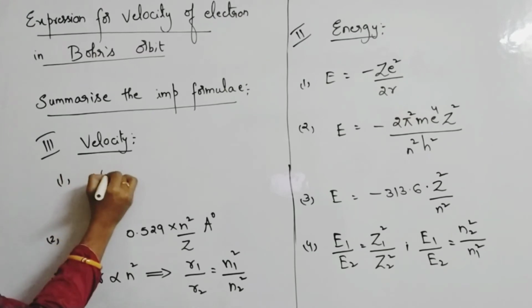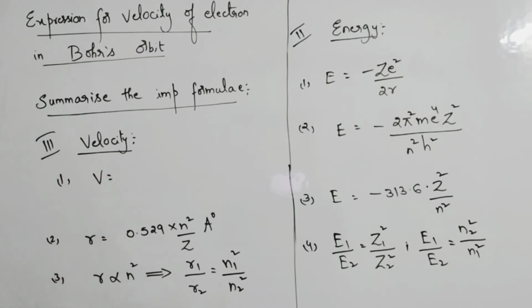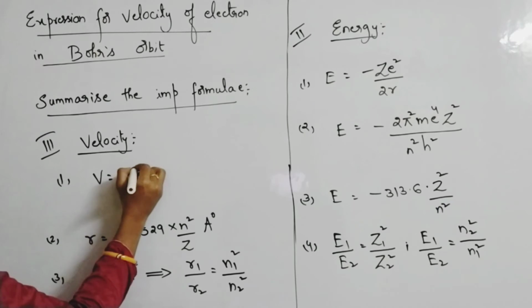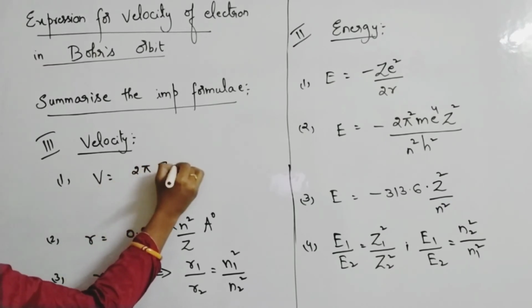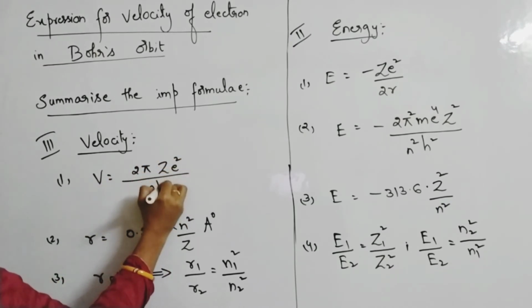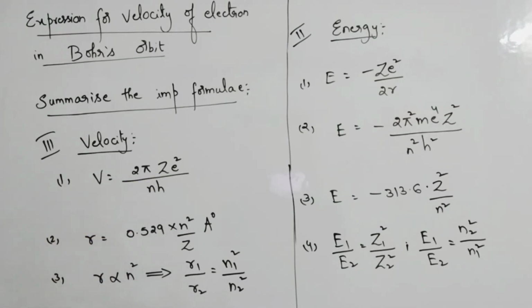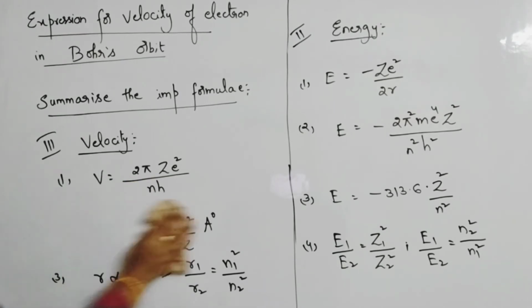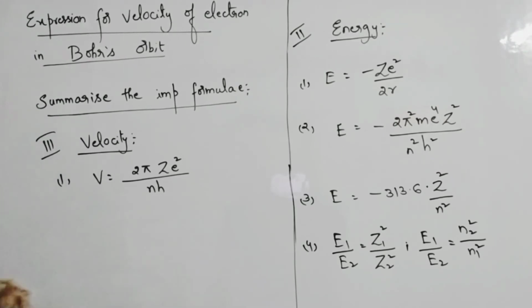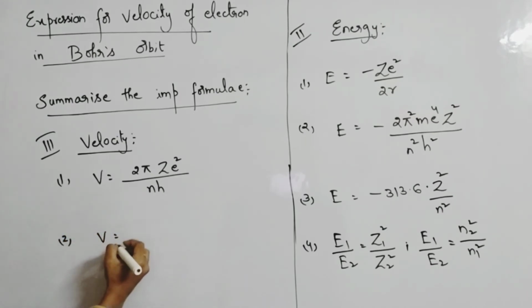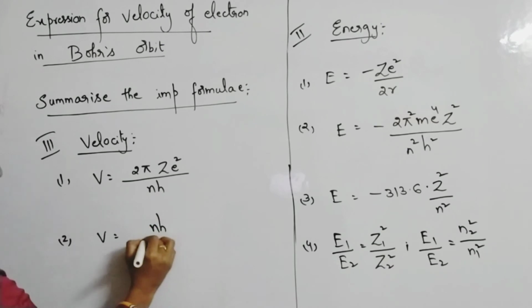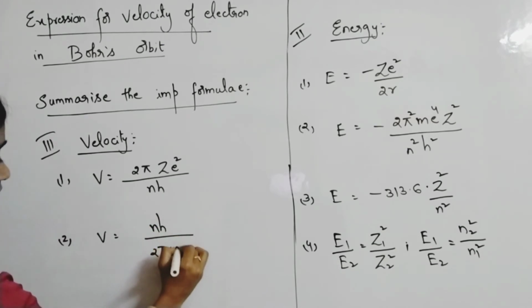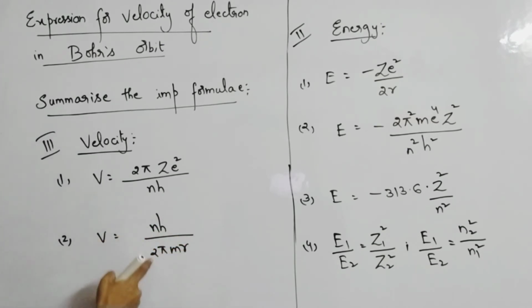First one, V is equal to 2 pi Z e square by nh. This is one formula which just now we have learnt, right? And next, based on this, you have this formula, we got it based on Bohr's quantum condition. You can even write V is equal to nh by 2 pi mr. This is one more formula.